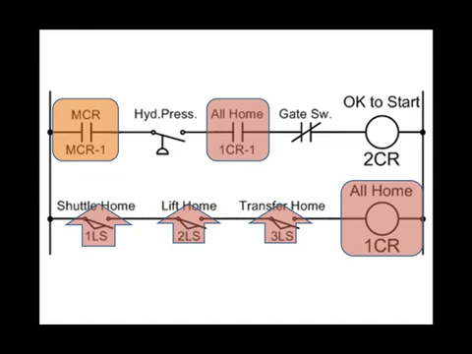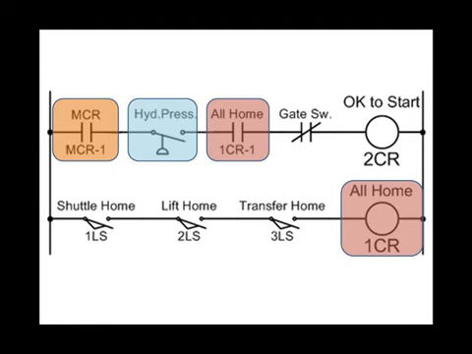becomes a collective representation of those 4 conditions, one of which, 1CR-1, is a collective representation of all 3 limit switches. Well, you're probably saying, why don't you just take those 3 limit switches and move them up in place of 1CR-1? That would work if this were the entire circuit.